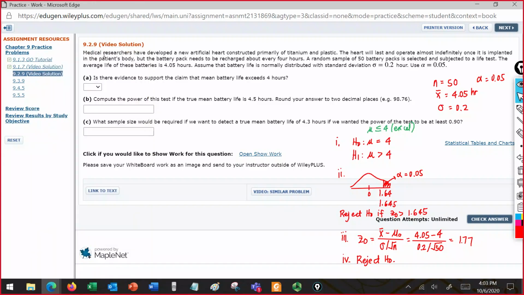Anyone can answer, no? So, is there evidence to support the claim that mean battery life exceeds 4 hours? With this decision, what's your answer? Yes or no? Anyone? Yes po, sir.